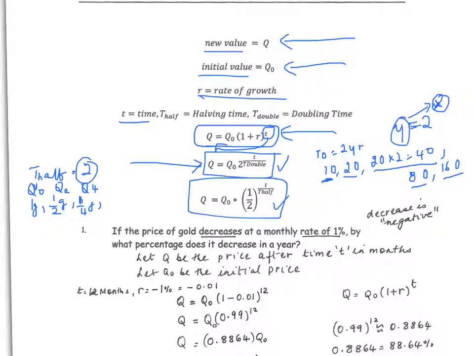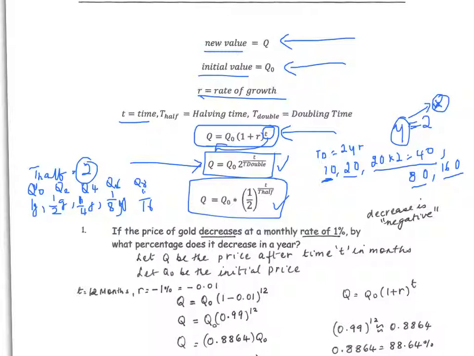And half of 1/4 is 1/8. So in the next 2 years, that is Q6, it becomes 1/8. Q8, in 8 years, it becomes 1/16. So the quantity keeps decreasing to half of itself every 2 years. So that is the difference between half-life and doubling time.